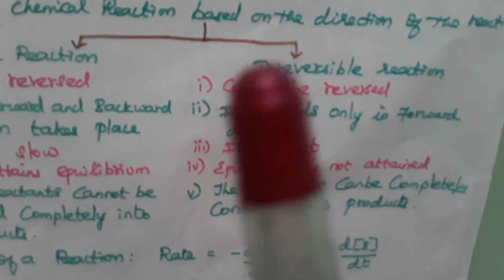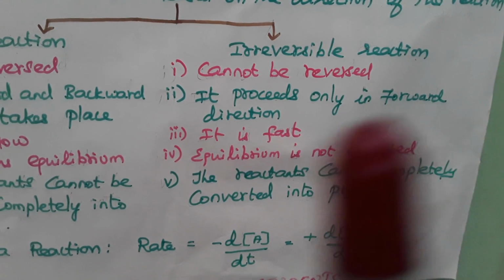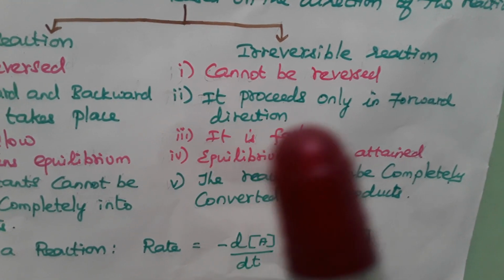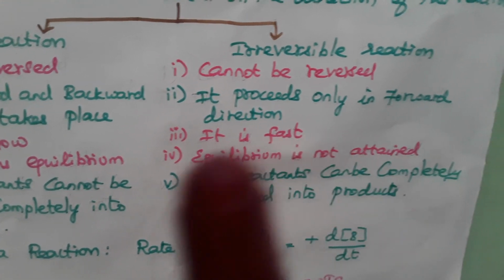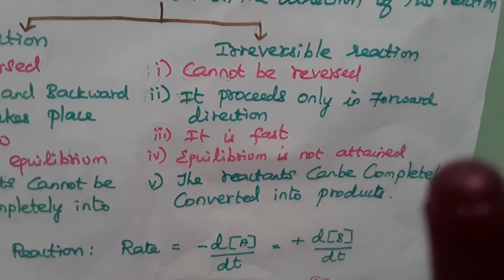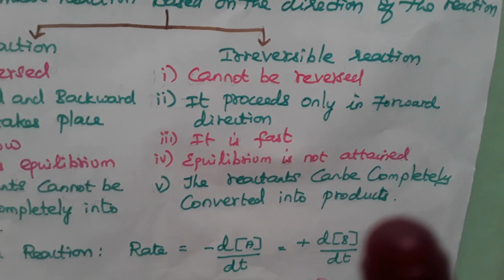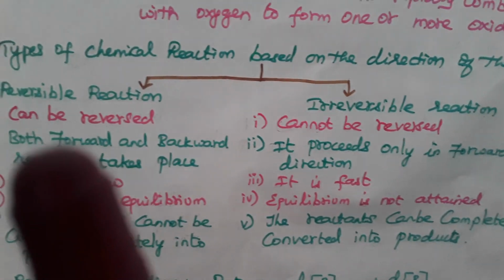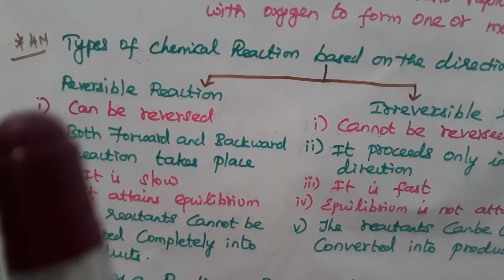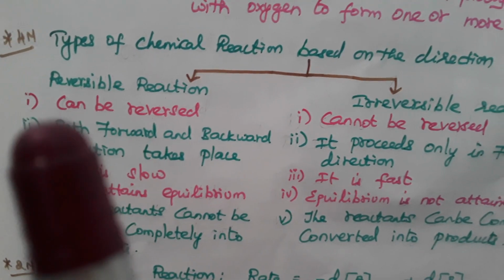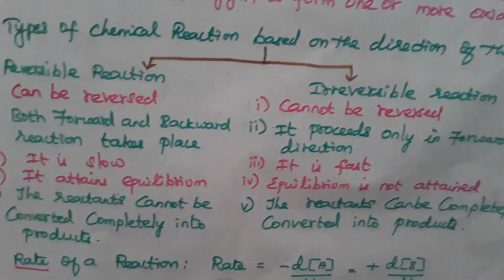Irreversible reaction. What is irreversible reaction? A reaction which cannot be reversed and it proceeds only in the forward direction. It is a fast reaction. Equilibrium is not attained. The reactants can be completely converted into products. Students, this is a very important tabular column for your 4 marks as well as your 2 marks. Learn this thoroughly for reversible reaction and irreversible reaction.